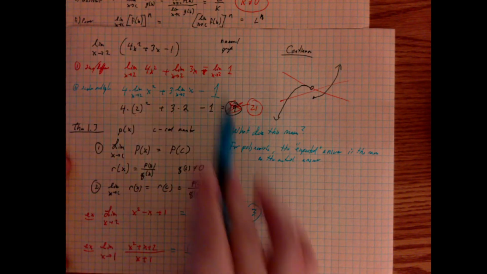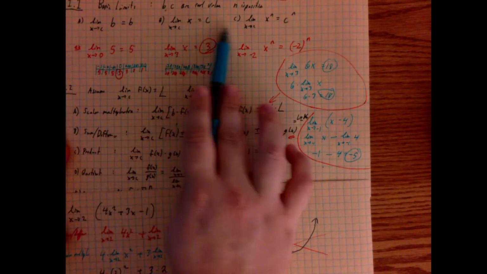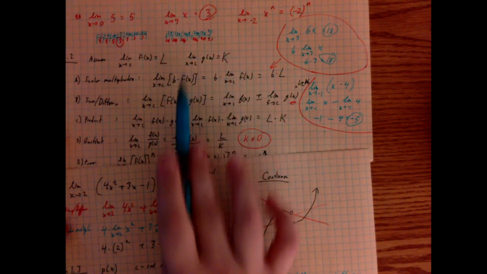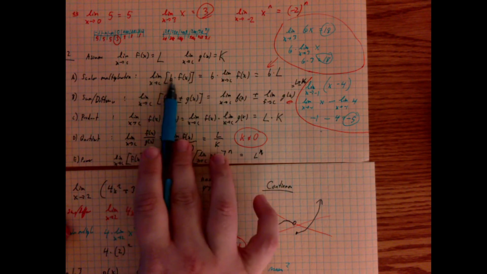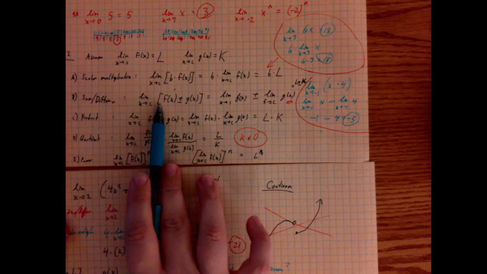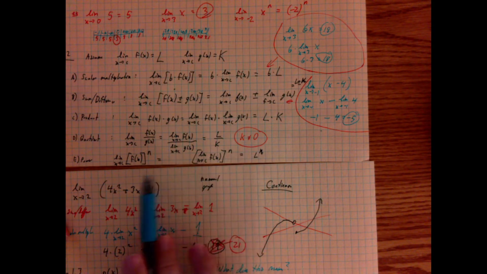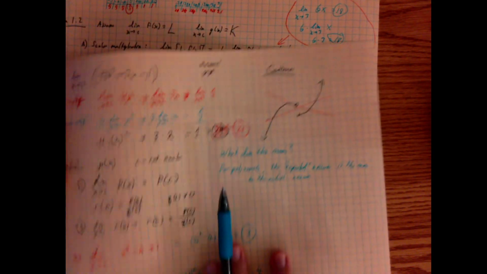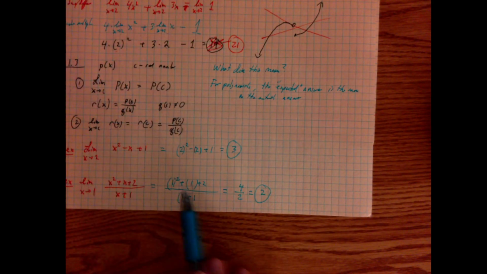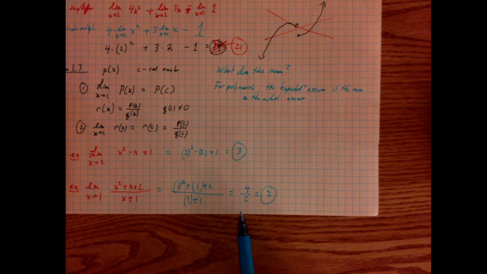And so as long as it meets one of these criteria, where either it's a basic function, some augment of a basic function, like being multiplied by a constant, being added or subtracted, being multiplied or being divided, with the division never equaling 0, or if it's a polynomial or a rational, essentially you can just plug in and you get the limit.